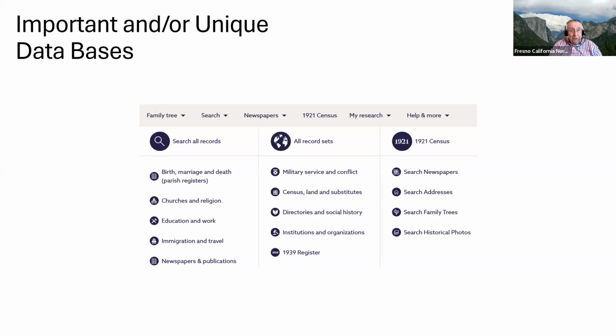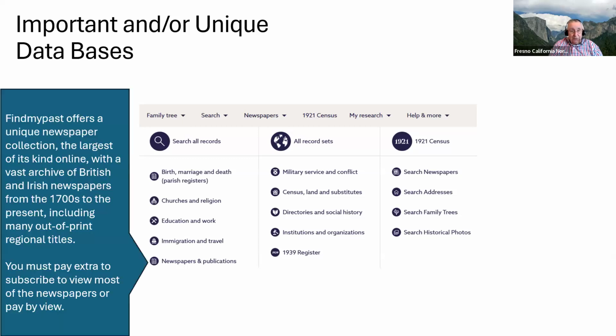Okay, also understand that they have what they call important or unique databases. And they're found when you do that search on the search page. One of them's the newspapers. And like I said, they have probably the best, largest collection of British and Irish newspapers from the 1700s to the present. The trouble is it's behind a paywall. You have to pay extra if you want to find these.